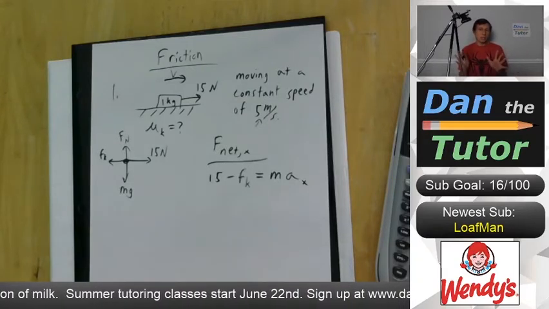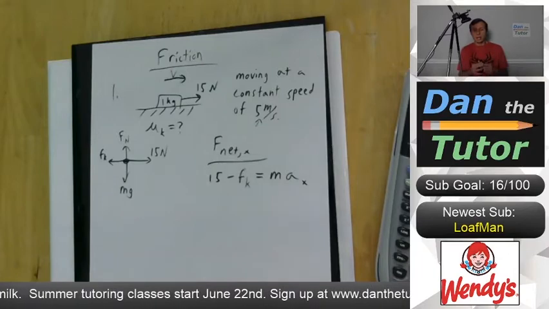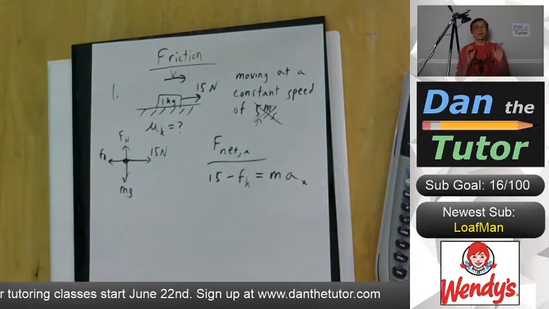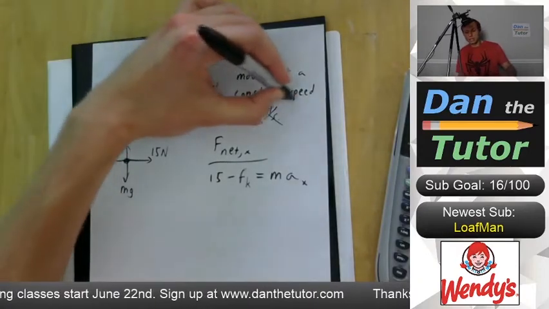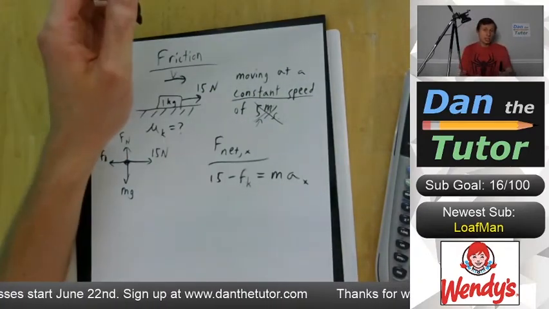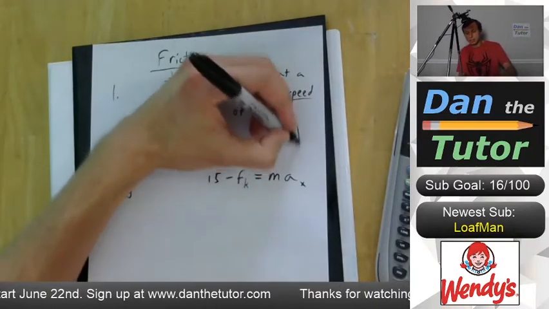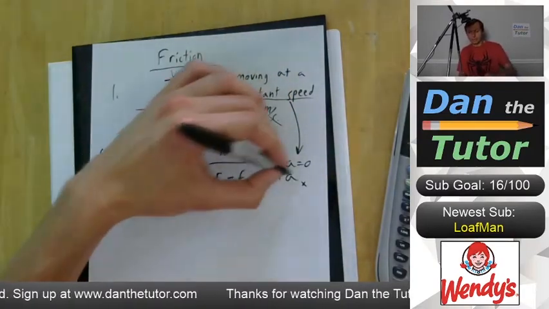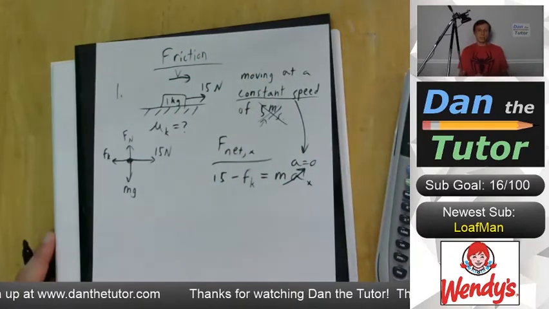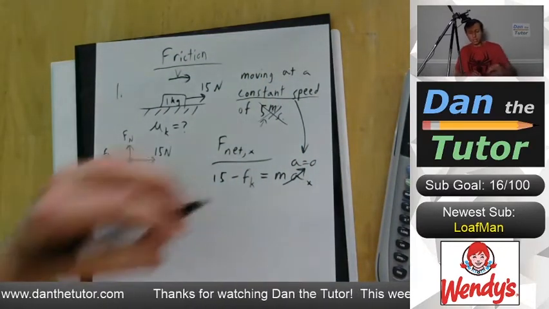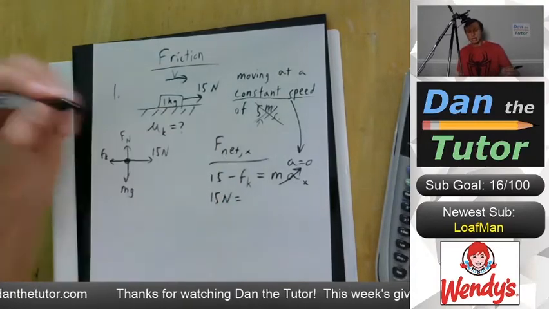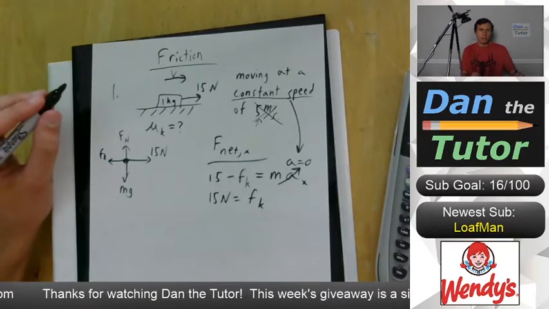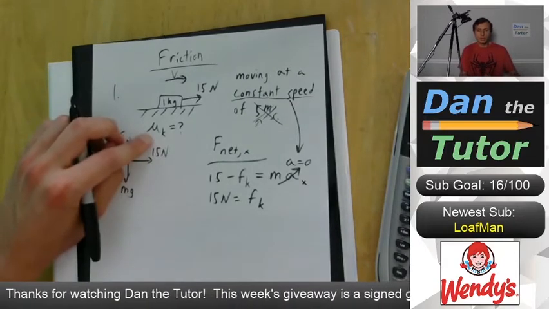But if you really think about what's going on here, the answer has nothing to do with the fact that this is moving at 5 meters per second. It all has to do with the fact that this is a constant speed. And what does constant speed mean? Constant speed means that the acceleration is 0. That whole thing is 0. Okay? In other words, 15 newtons is equal to my force of kinetic friction. That's pretty cool. But how does that help me solve for mu k?